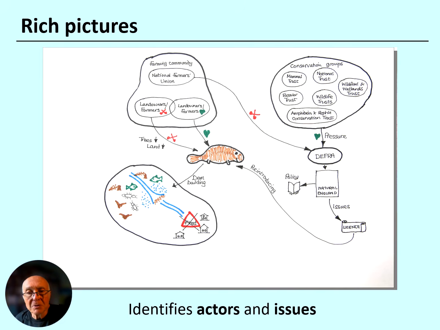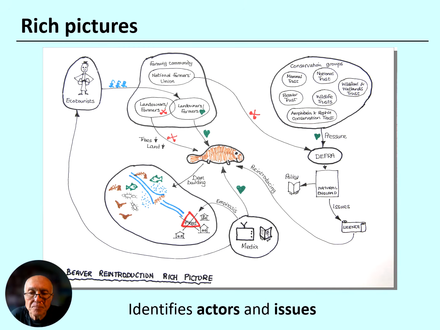Farmers are represented by the National Farmers Union, the NFU, and because of a consultation exercise which came up with the fact that most farmers seem to be somewhat opposed to beaver reintroduction, the NFU puts pressure on DEFRA to restrict beaver reintroduction. Again, I've used the crossed sword symbol.